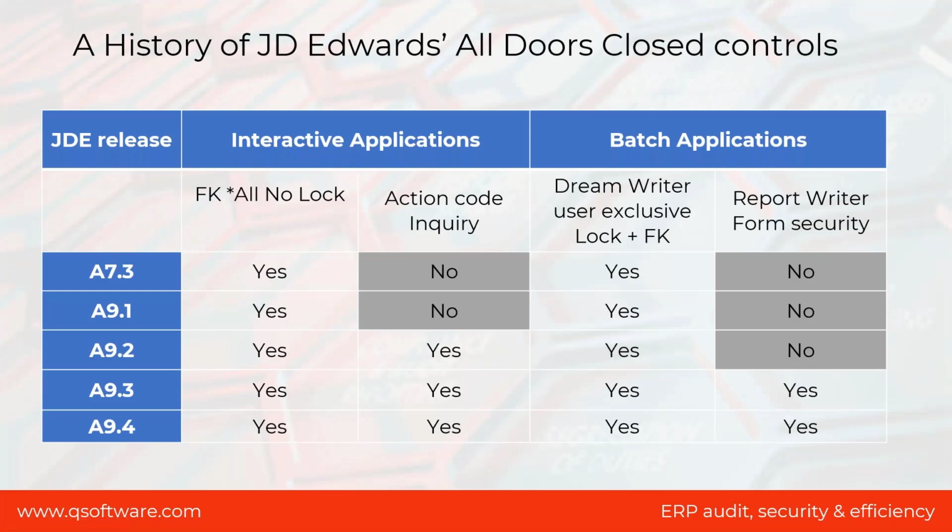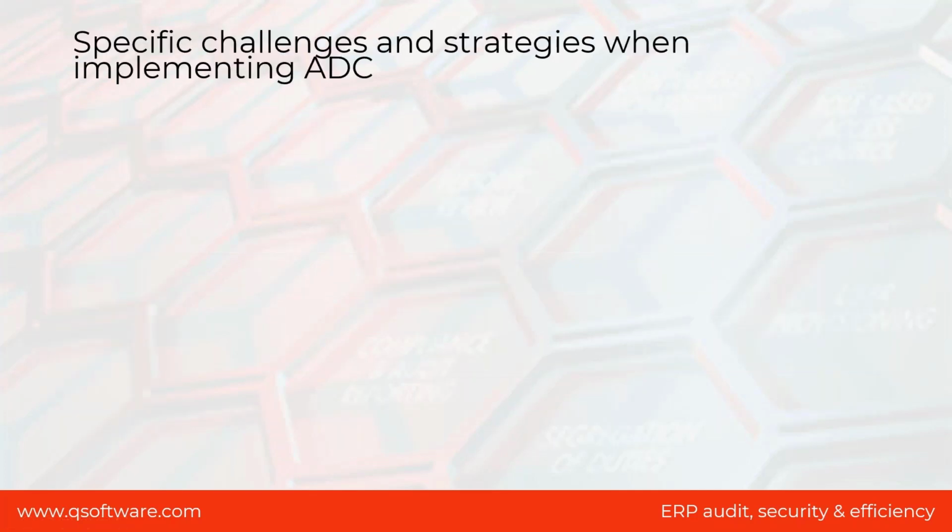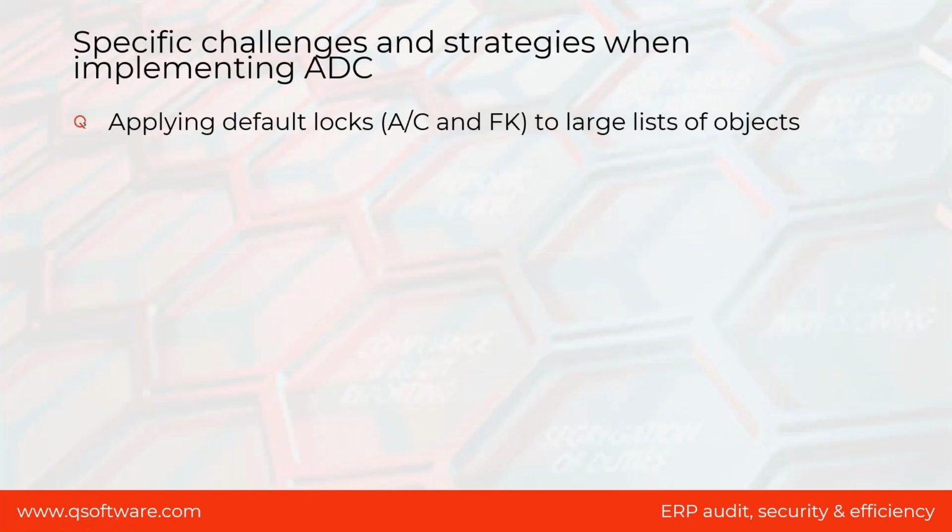Okay, so a couple of the specific gotchas. I just wanted to, because sometimes these things sound easy when people are jumping through screens, and when it actually comes down to practicalities, it's a little bit more complicated. Let me talk around some of the gotchas. Okay, so as we said, one of the cons associated with all doors closed is applying locks to large lists of objects.